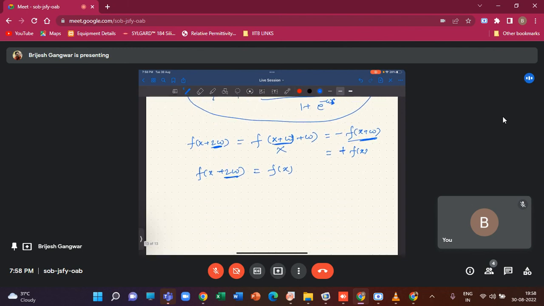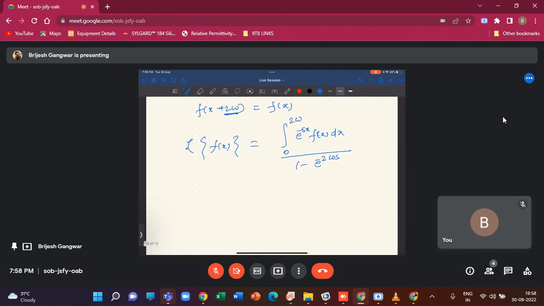So now when we are saying Laplace of f(x), for the periodic function, we have to integrate in the period. So we are integrating 0 to 2 omega, not omega, e to the power minus sx f(x) dx upon 1 minus e to the power minus 2 omega s. This was our formula for the periodic function.